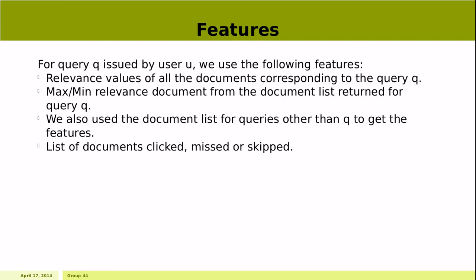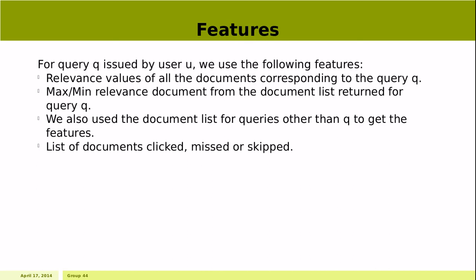For all the queries in the user search history which are the same as the query Q, we use the relevance values of the documents returned for this query. We also use the maximum and minimum relevance documents from the document list returned for the query Q. Other than this, we use the document lists for queries other than Q to get the features. Other important features include the list of documents clicked, missed or skipped to get the feature values for the document. After having the features, we use the above mentioned workflow to get a result of ranked documents.